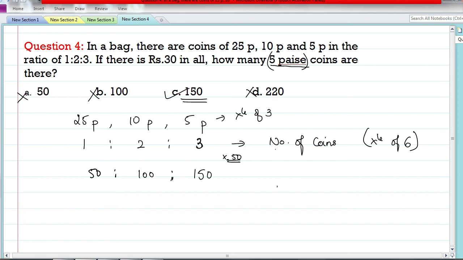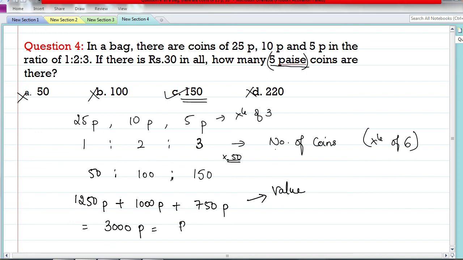Now I'll write the value of these coins. To write the value, we'll just multiply paise with number of coins. Each coin is 25 paise, and we have 50 such coins, so this is 1250 paise, plus 10 paise into 100 coins is 1000 paise, plus 5 paise into 150 coins is 750 paise. Okay, this is the value. So when we add, we get 3000 paise, which is equal to rupees 30. Okay, so that is what is given here, 30 rupees.